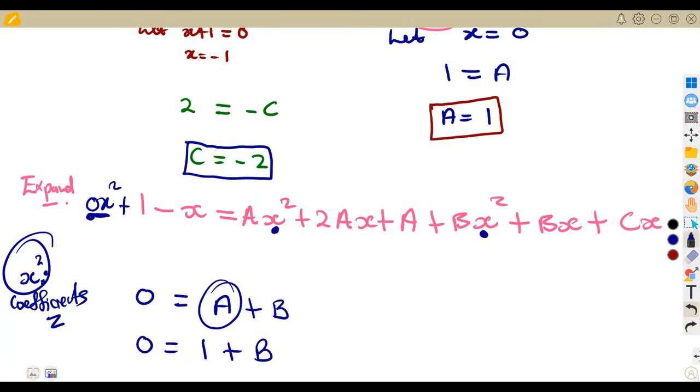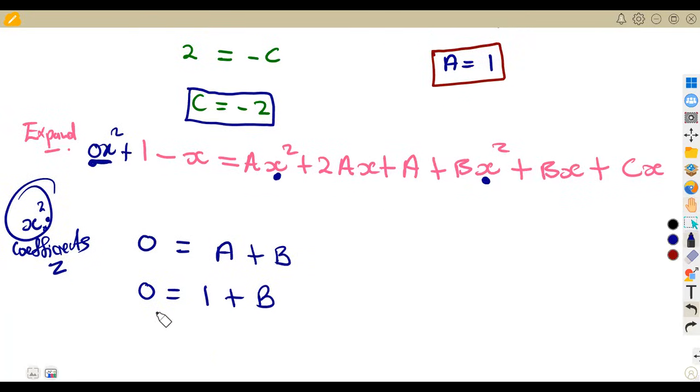We have the value of a that we determined before. So it's going to be 0 is equal to 1 plus b. To find b, transpose 1 to the other side, it becomes minus 1 is equal to b. So that means we've got our b as -1. All right, so that's it here. We have got the value of b, a, and c.